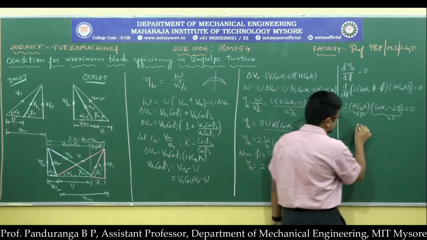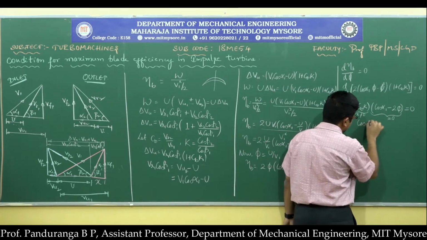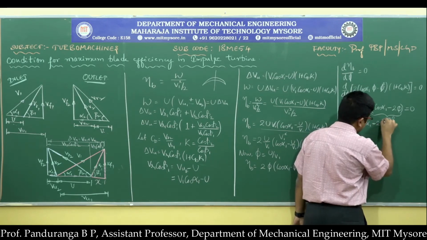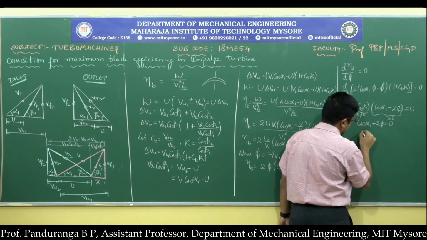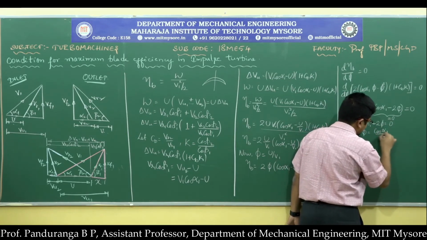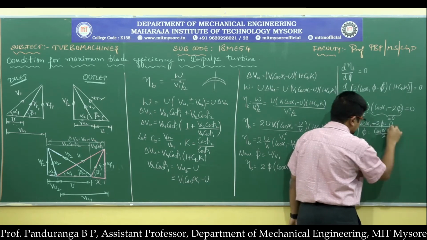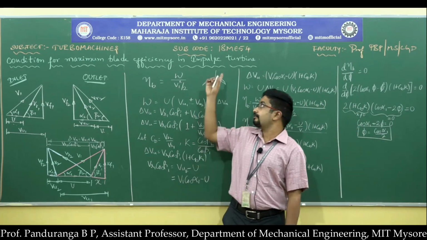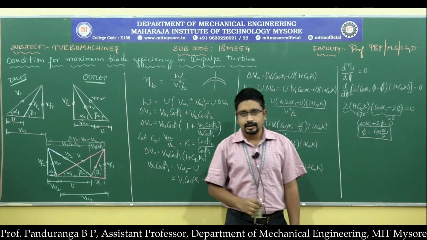So I will write cos alpha 1 minus 2 phi will be equal to 0, or I can write phi is equal to cos alpha 1 divided by 2. So this is the condition for maximum blade efficiency in the case of an impulse turbine.